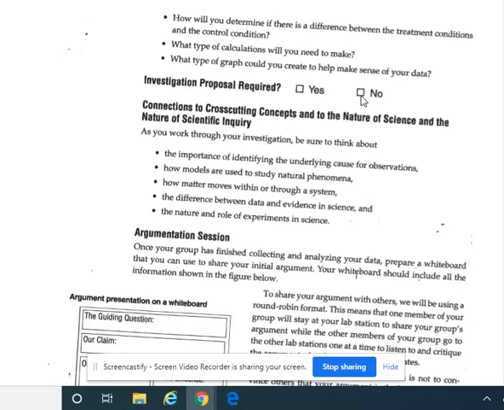All right, next, part of argument-driven inquiry and its strengths is it does do a really good job of connecting cross-cutting concepts and bringing in the nature of science into our labs. So this section is on connections to cross-cutting concepts and the nature of science and the nature of scientific inquiry. As you work through your investigation, be sure to think about the importance of identifying the underlying cause for observations, how models are used to study natural phenomena, how matter moves within or through a system, the difference between data and evidence in science, and the nature and role of experiments in science.